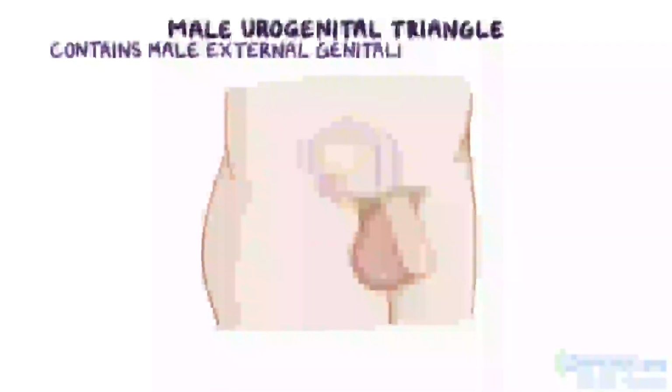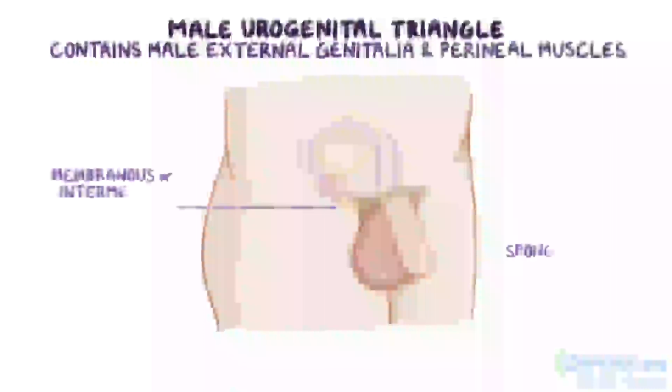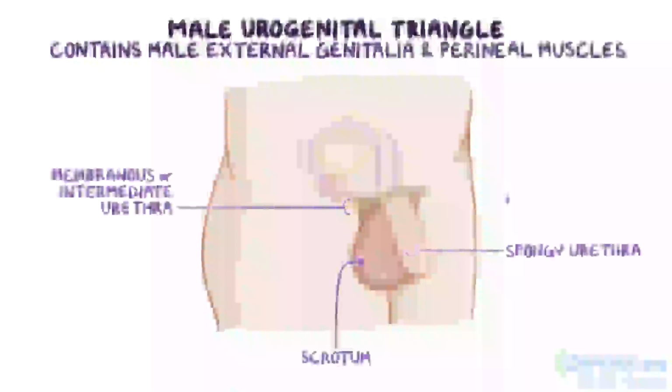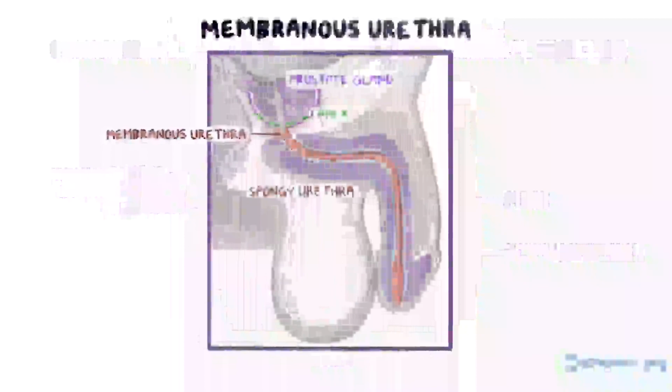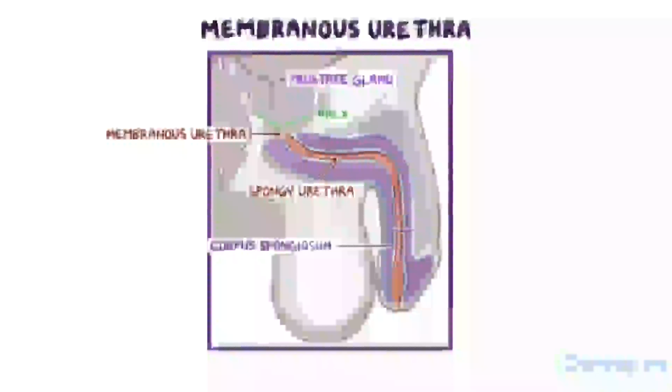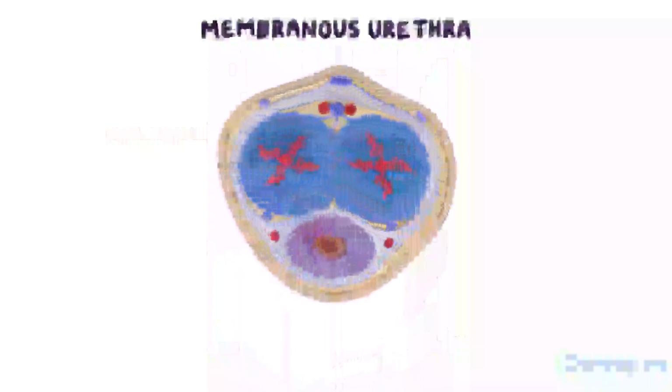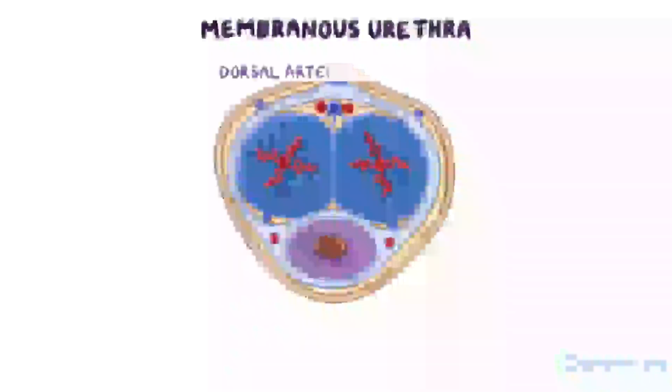Alright, as a quick recap, the male urogenital triangle houses the perineal muscles and the male external genitalia. These genitalia include the membranous and the spongy urethra, the scrotum, and the penis. The membranous urethra starts at the apex of the prostate gland and joins the spongy urethra, which runs through the corpus spongiosum, terminating at the external urethral orifice. These two parts of the urethra get their blood supply from branches of the dorsal arteries of the penis.